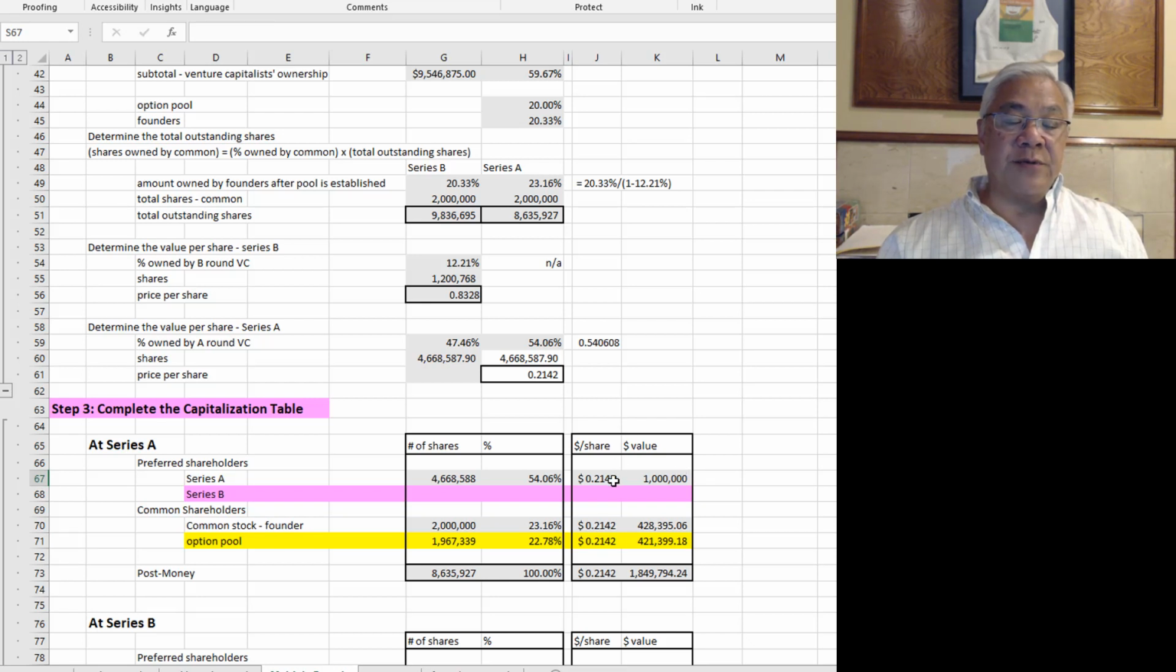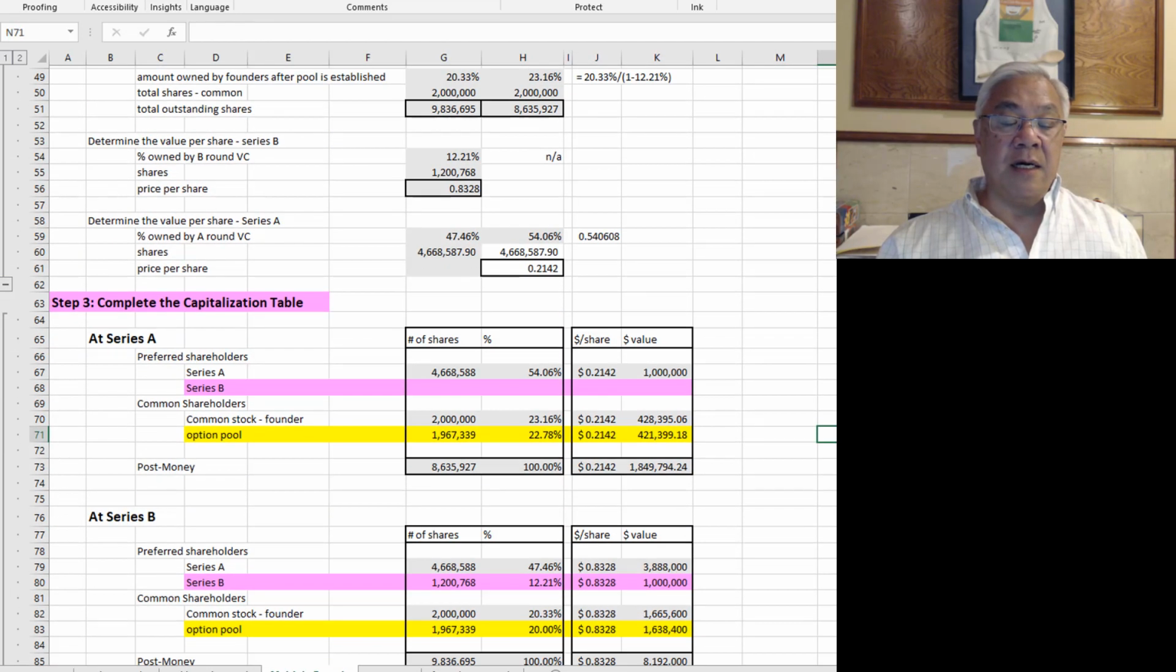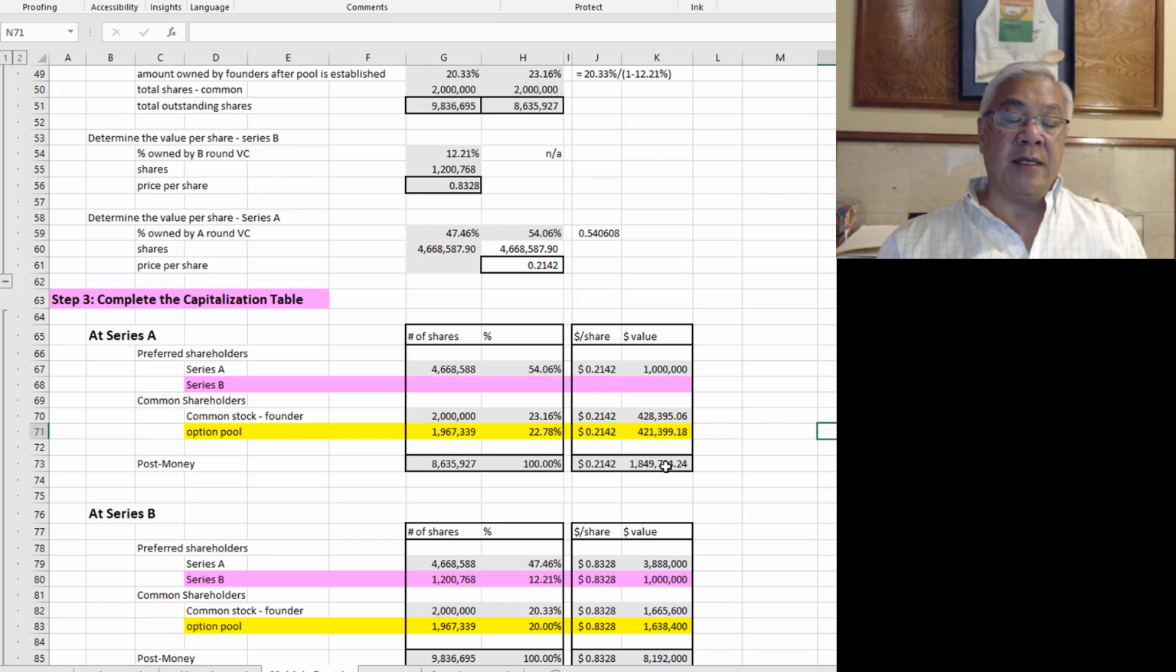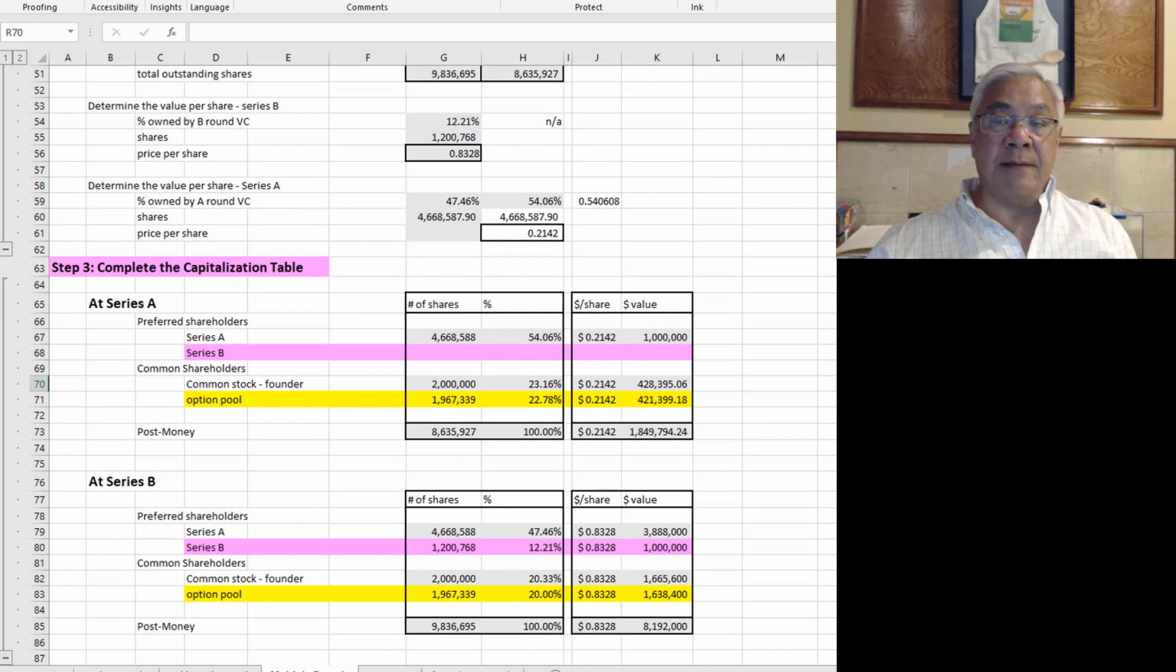All right, so the dollars per share, we set the price here based on the financing of the VC for Series A at 21 cents. So the entire set of shares are at that price. And so this set the post-money valuation of the company at 1.849 million. And notice this is lower. It's lower because we're going to need more money coming from the Series B later on. All right, so that's the Series A. And it'll probably make more sense when we unroll Series B.